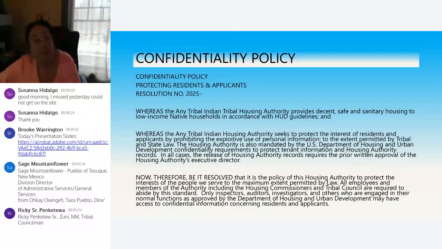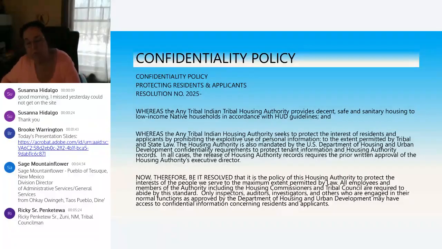You should also have a confidentiality policy. Your Board of Commissioners, depending on the interaction, your tribal council, and all of your staff should have to sign that. Whereas the housing entity provides decent, safe, sanitary housing to low-income Native Americans in accordance with HUD guidelines, where we seek to protect the interests and residents of the applicants by prohibiting the exploitive use of personal information to the extent permitted by tribal and state law. The housing entity is also mandated by HUD confidentiality requirements to protect tenant information and housing records. In all cases, the release of any housing record requires the prior written approval of the housing authority's executive director.